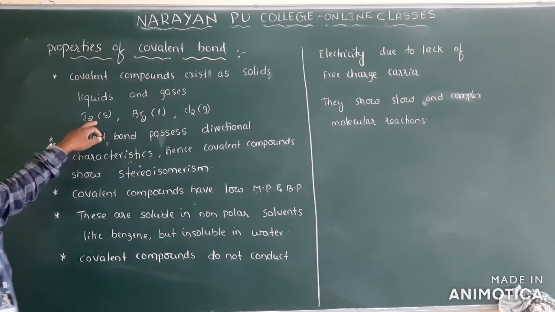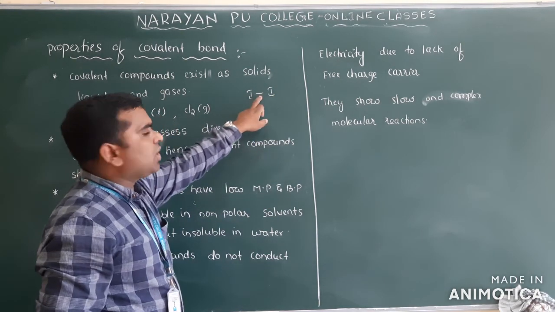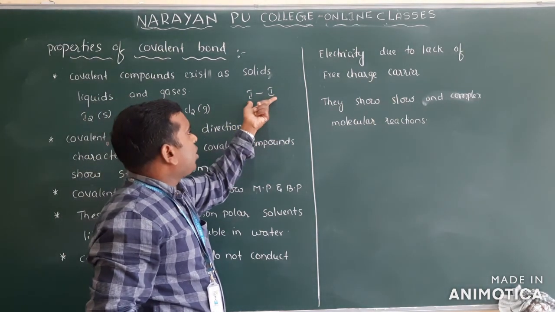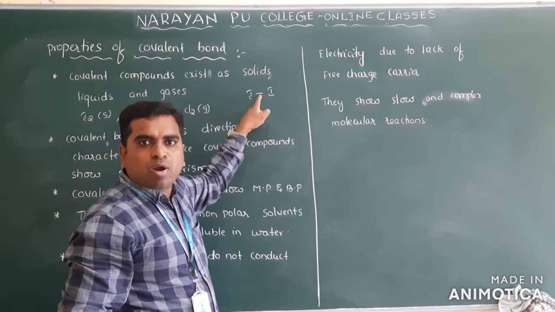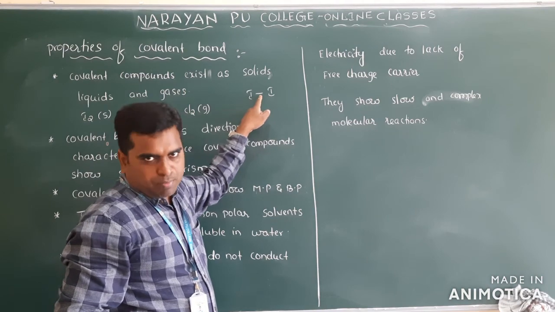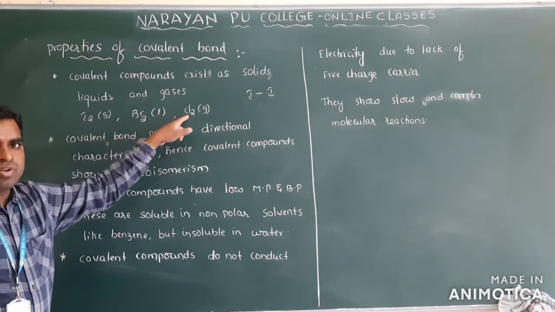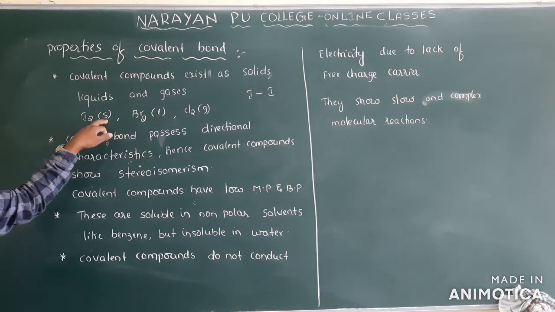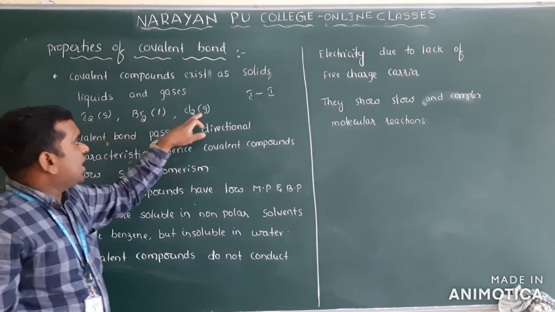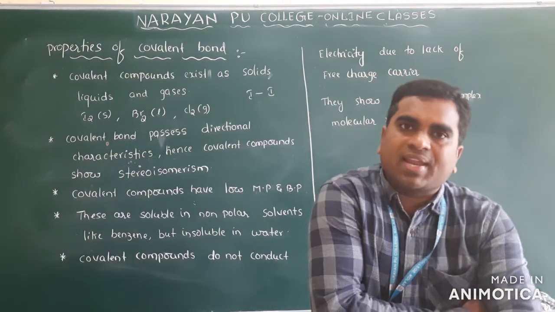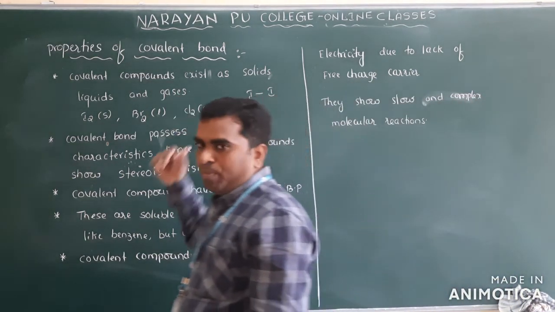Iodine, if you take. Iodine means what is the bond? I-I bond. It is a pure covalent bond, because the bond between two similar atoms will be called a pure covalent bond or non-polar covalent bond. Clear? So these are all pure covalent bond characteristics. At room temperature, iodine is in the form of solid, bromine is liquid, and chlorine is in the form of gas. So they can exist in any form here.